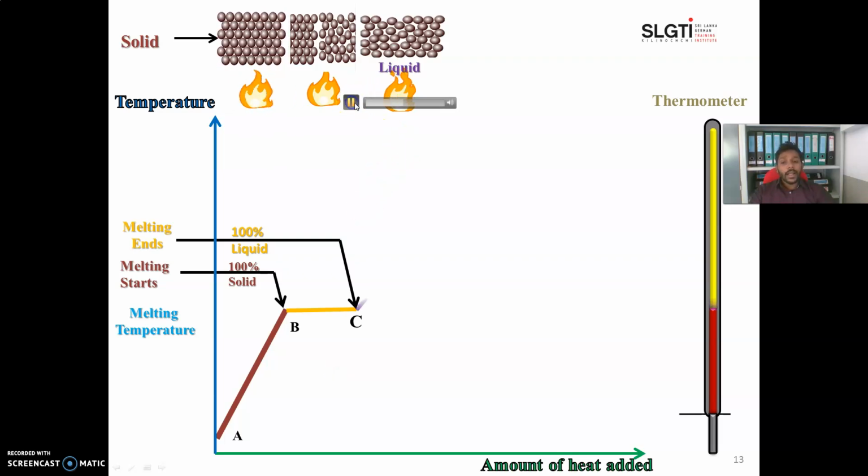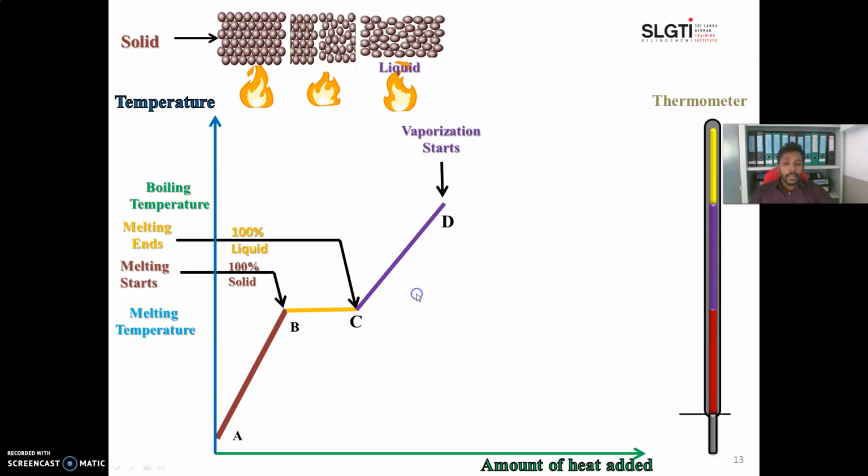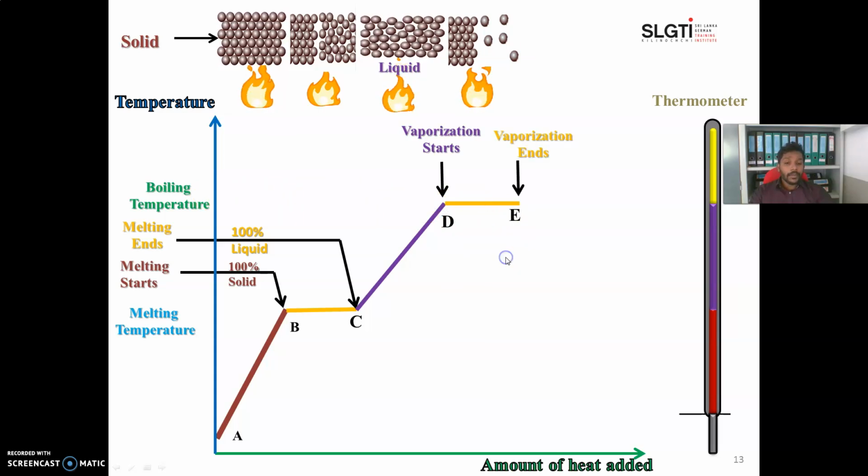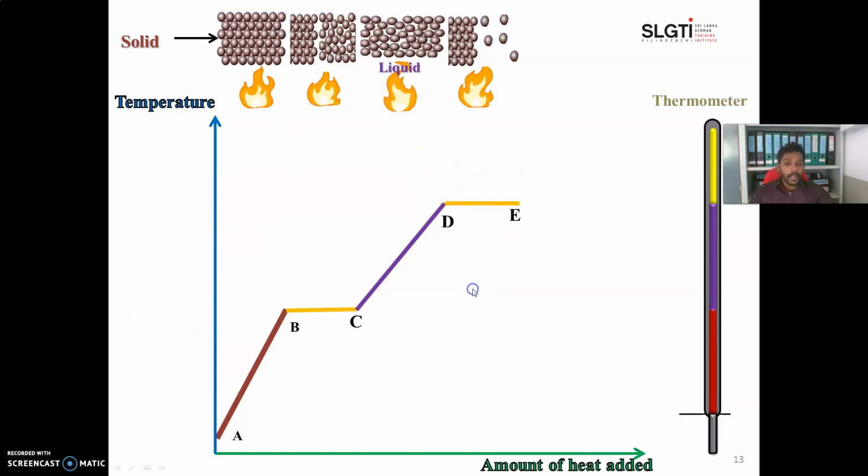And further, I heated up my liquid materials. Also, that gradually increases my temperature up to the boiling temperature. And we can find here vaporization starts. And further, I heated up my liquid material, so the temperature will never change up to a certain level. This temperature we call the boiling temperature. At point E, we can find evaporation ends. And here is 100% liquid material, here 100% gas material.